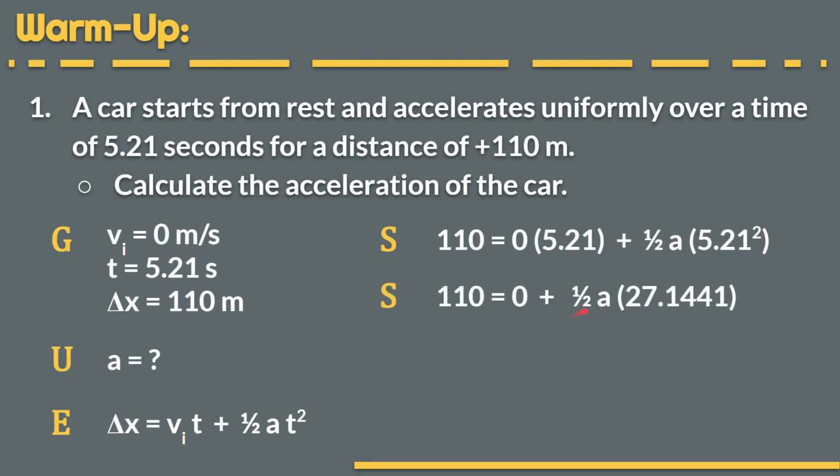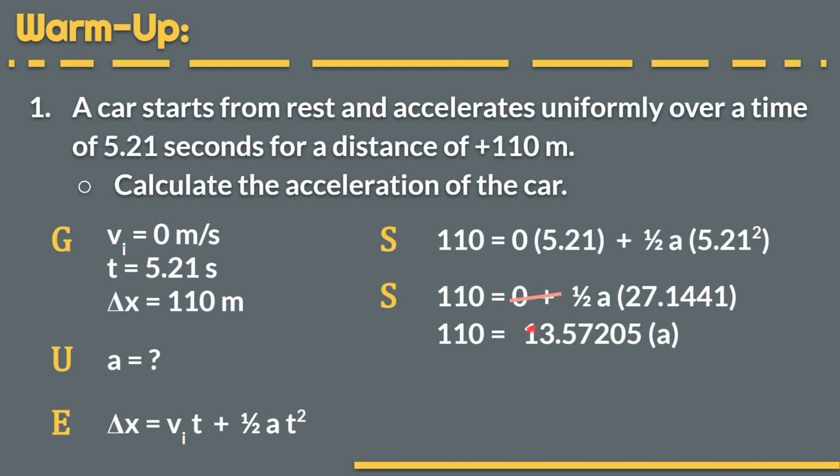Then 5.21 squared is 27.1441. So that's what I have there. Again, get rid of that. I can now multiply these. Half of 27.1441 is 13.57205. I'm leaving all the decimals on here right now. I wouldn't normally be writing all of them out. I just do it in the calculator. But do not round until you get to the end. Otherwise, you might have rounding error at the end.